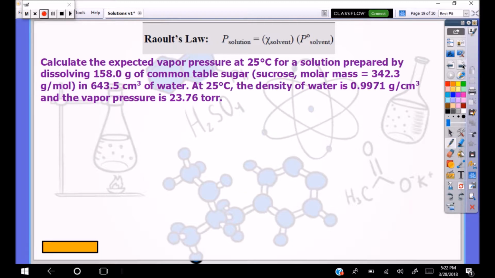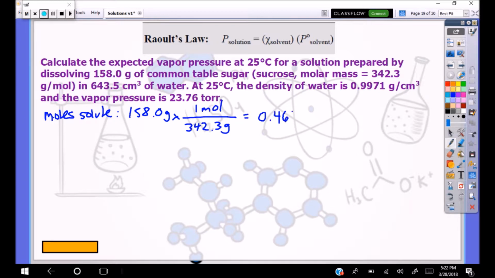So first we need to figure out how many moles we have of our solute and how many moles of water. Moles of solute: we know we have 158.0 grams, and they give us the molar mass. Lovely. I've pre-calculated it to save time. There are a lot of problems we have to get through, so we get 0.4616 moles.